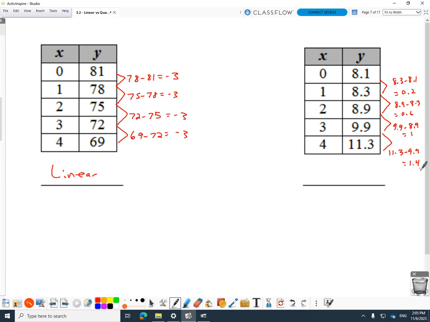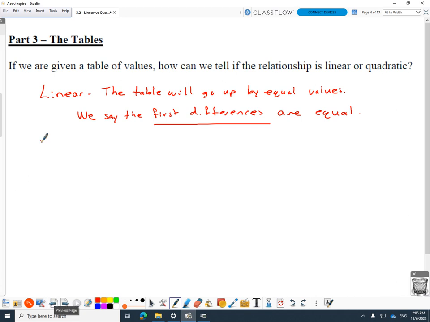Every little bit of brain power, save it up for the next couple of seconds. Back to here. To be quadratic, the second differences are equal.